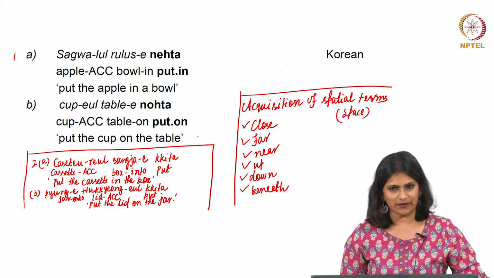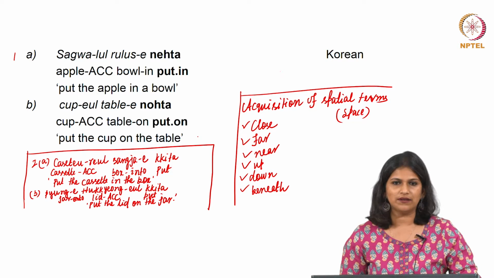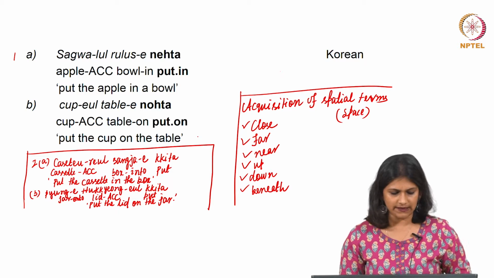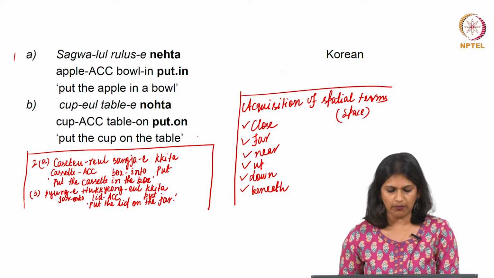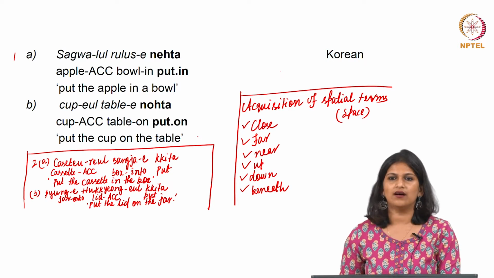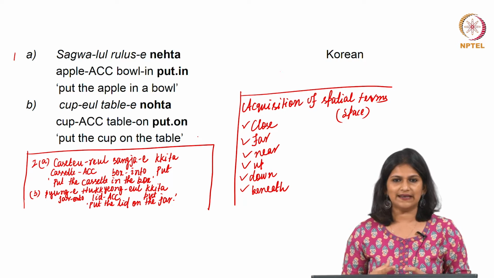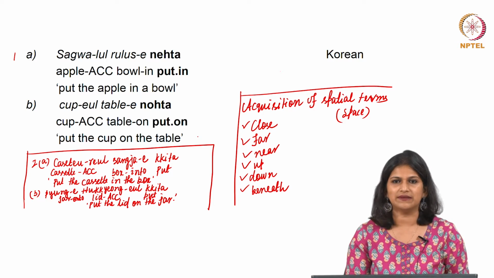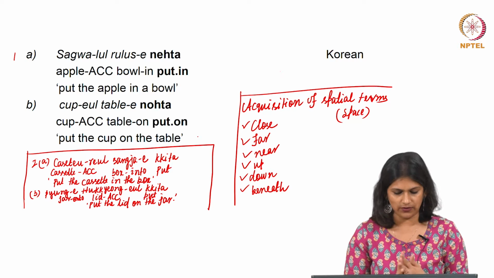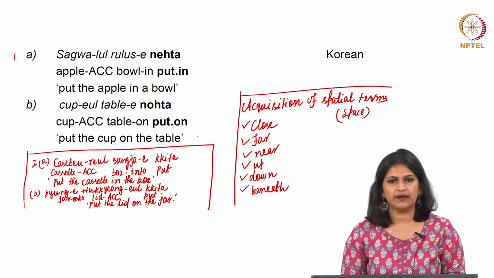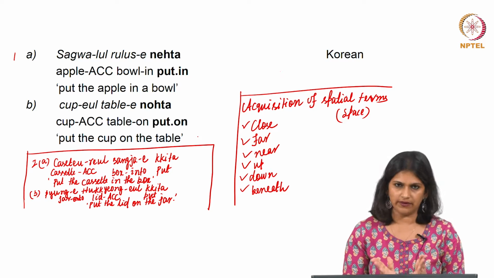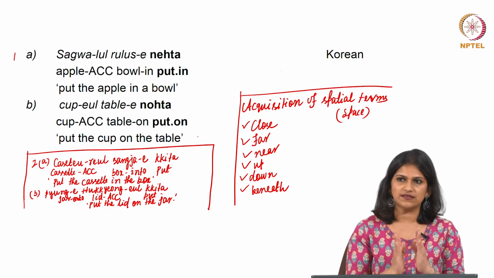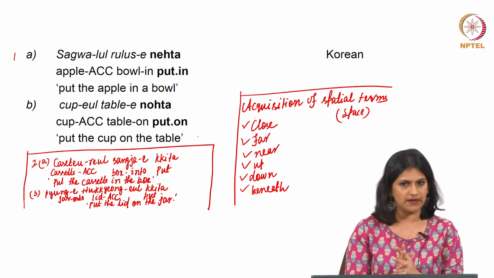But in the same language, look at the example given written in the red ink. The 2A in this case: put the cassette in the box and put the lid on the jar. In both the cases you see the verb is the same, kkita. I do not know how the Koreans would read it, but there is no change in the verb. So, what is the difference? The only difference is the space indicating phrase.